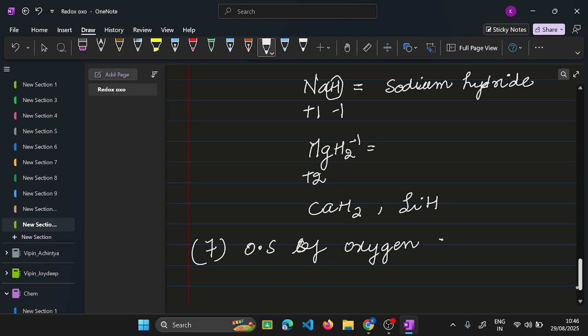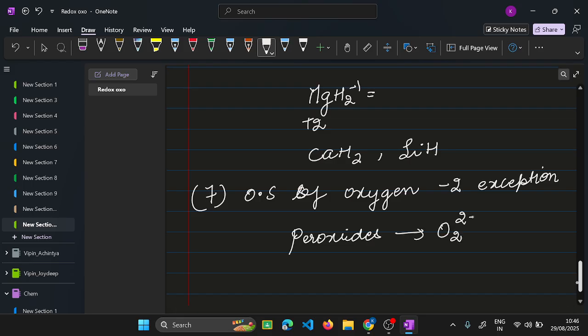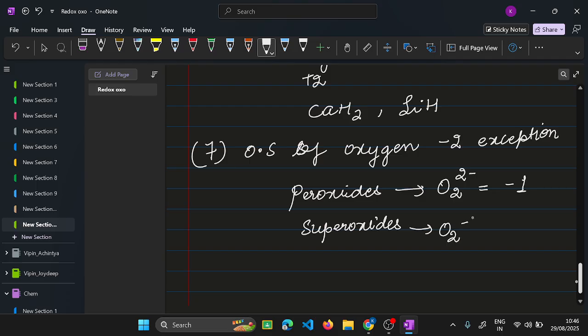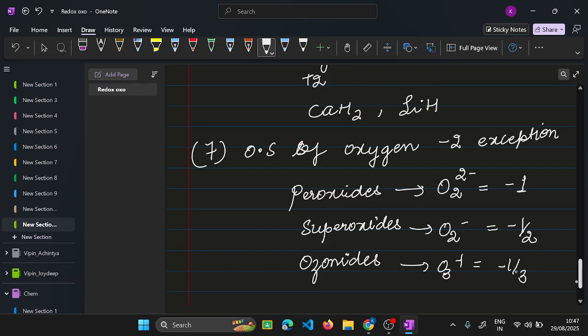Now oxidation state of oxygen is -2 always, but there are some exceptions that you have to remember. What are the exceptions? In the case of peroxides, peroxide means O2 2 minus. So in case of peroxide, oxygen has -1 oxidation state. In case of superoxides, it has oxidation state of -1/2. But in the case of ozonides, that is O3 minus, it has oxidation state of -1/3. Any doubt in here?